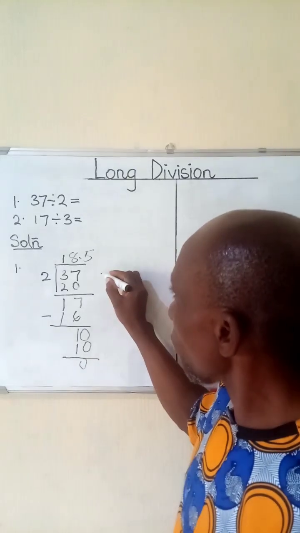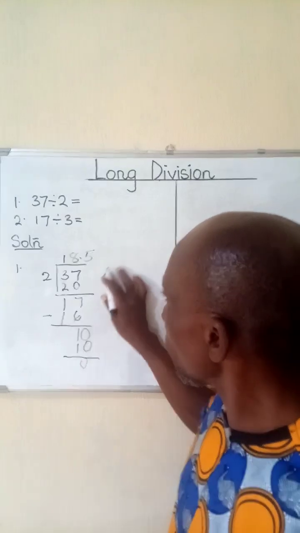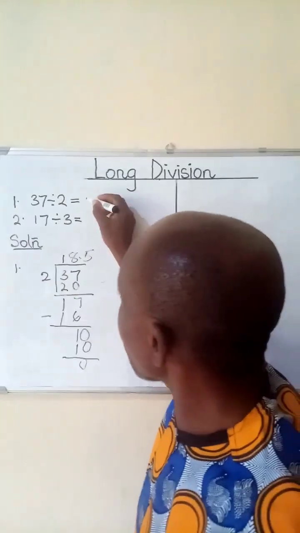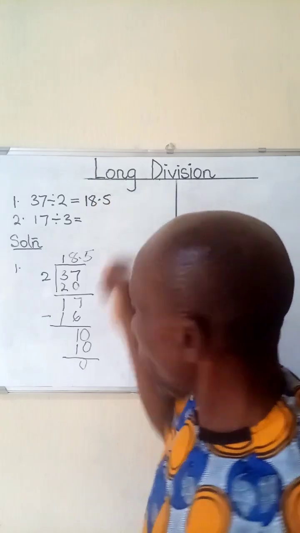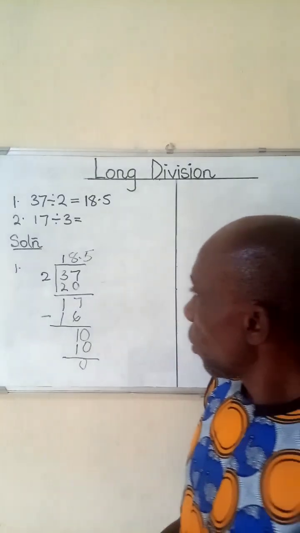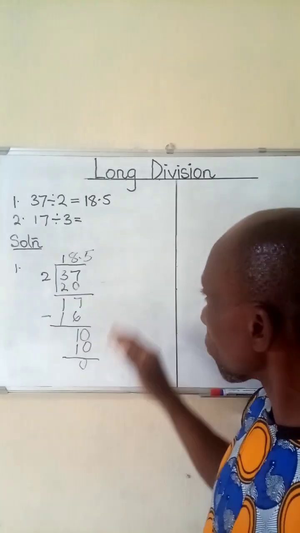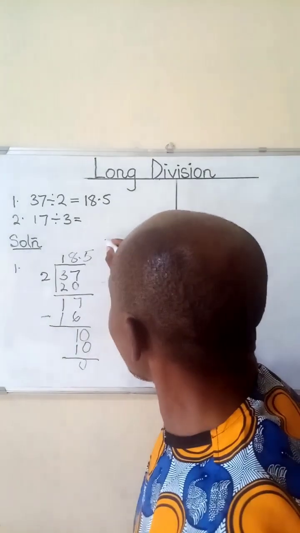What does that tell us? That 37 divided by 2 equals 18.5. That's all. Okay, so we are going to take the next one. So do well to take note of the solution here. We are going to take the next one.